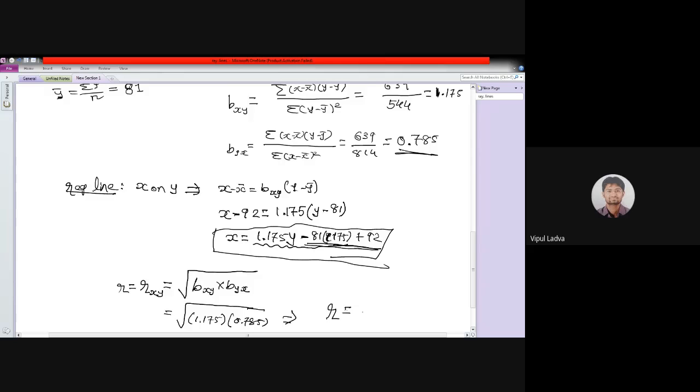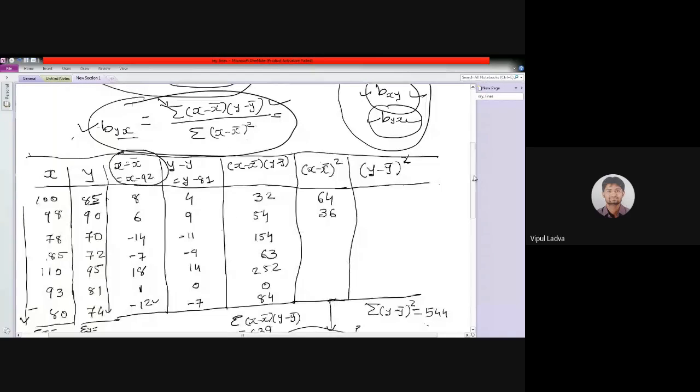So R will be the value... Yes, Mohammed, multiply 1.175 into 0.785 and identify the square root of that. 0.9604. So this is the coefficient of correlation, and this is the regression line x on y; y on x you can also do in the same way. So this is a way we can deal with a question of regression lines.